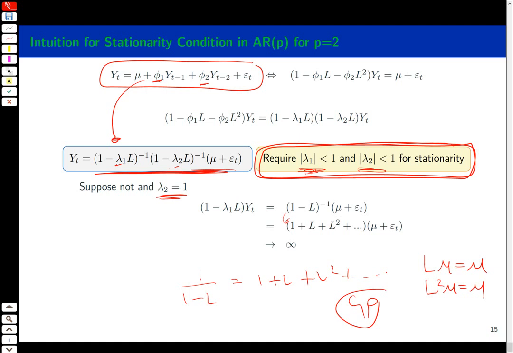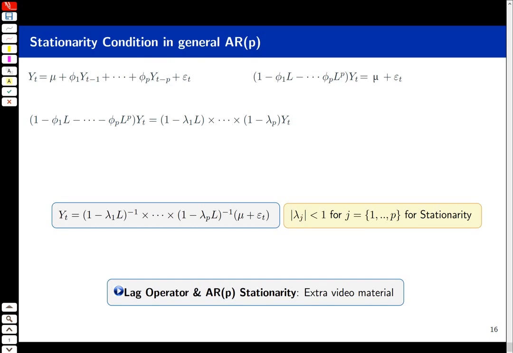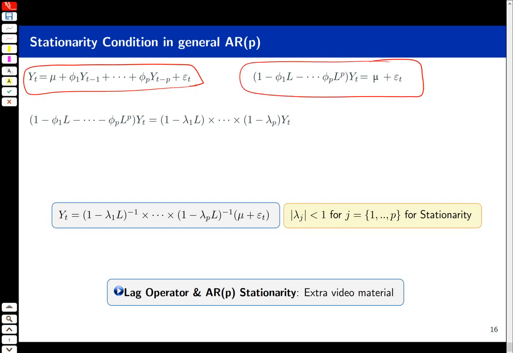So we can see the benefit of this is that what we've done here is literally write the AR2 into its infinite MA infinity form. This here is just a function of all the lags of epsilon t. So we can see we need both of these roots to be less than 1 in absolute value. Otherwise the system would blow up.